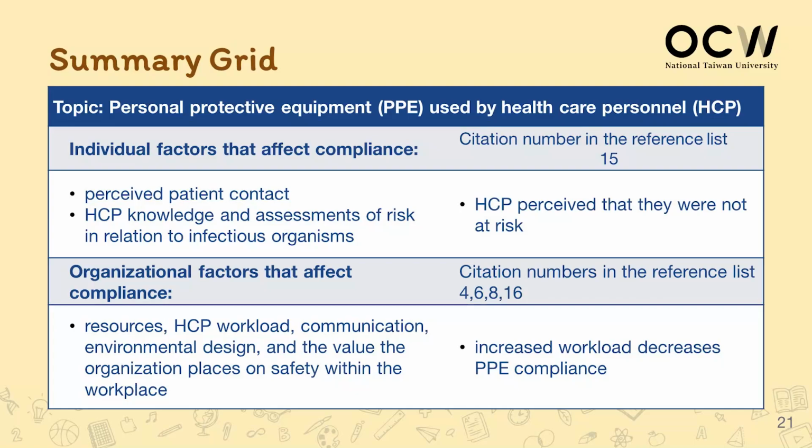But then you ask me, exactly where did it say that it is from different research? We can see on the right-hand side, under individual factor, there's also a citation number in the reference list, and then there's a number 15. Also, there's a key piece of information that was derived from reference list 15. On the organizational factor, we can see that citation numbers 4, 6, 8, 16 were mentioned, and another key point was included, like increased workload decreases PPE compliance.